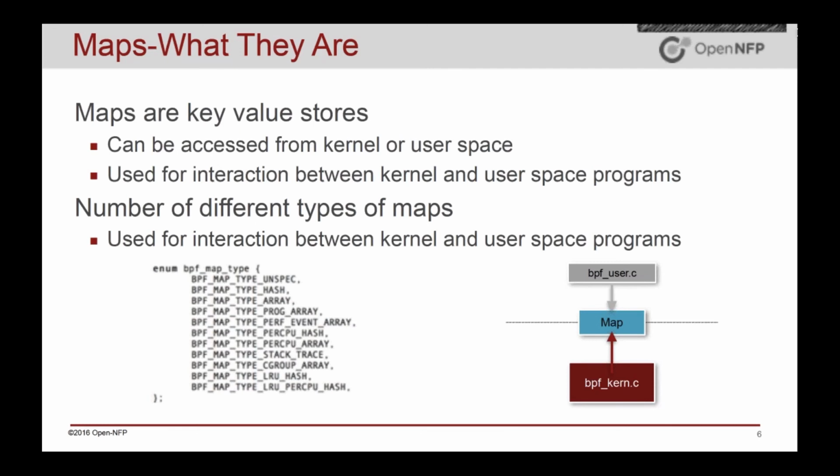So for this, we use the maps. Now, what are maps? They're key value stores, which can be accessed from both kernel or user space. And they are, as I say here, used for interactions between the kernel and user space programs. Now, there's a number of different types of maps which are used in different situations.